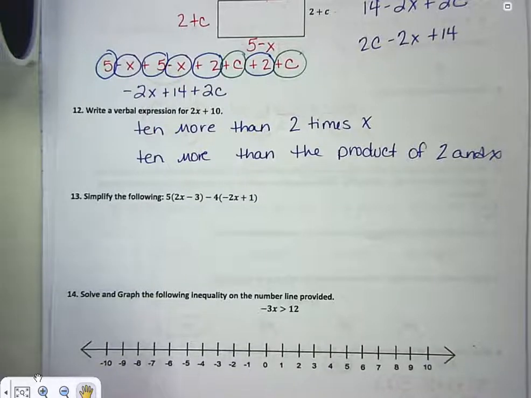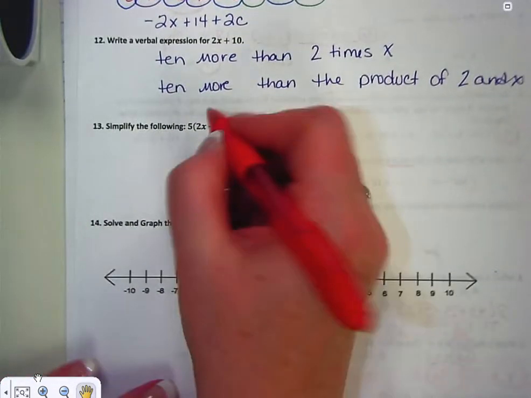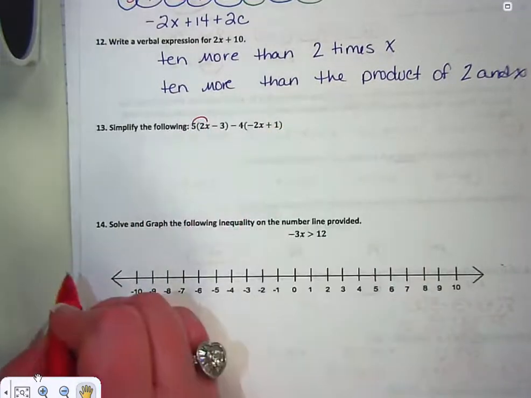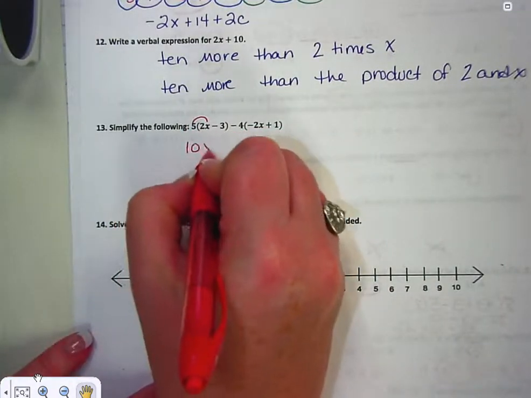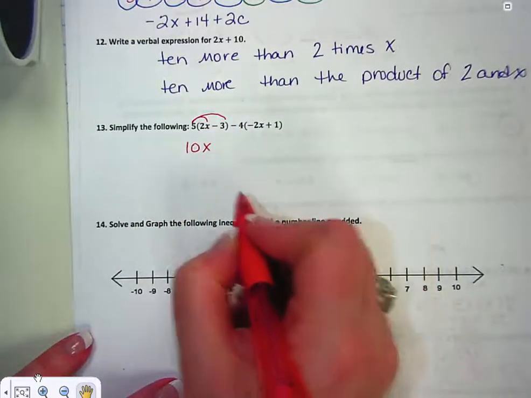Okay. All right. Simplify the following. 5 times 2x minus 3 minus 4 times negative 2x plus 1. So what's the first thing we need to do here? We need to distribute. 5 times 2x is 10x. 5 times negative 3 is negative 15.